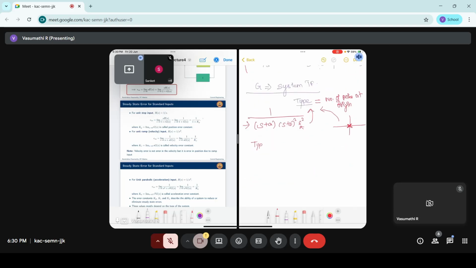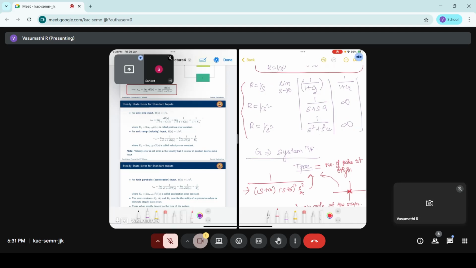When the type of the system is 0, meaning there is no pole at the origin, there will not be any S term here. So I will just take and put it down.